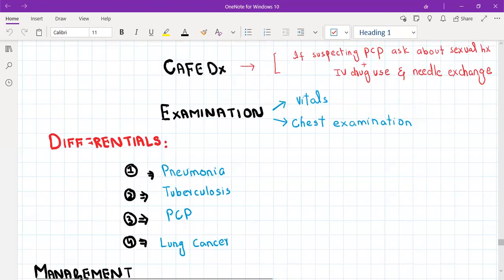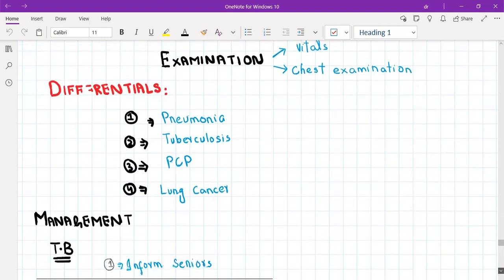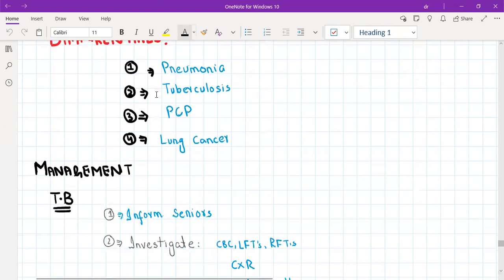All right, so the major important differentials here are pneumonia. The patient will be presenting with fever, shortness of breath, chest pain and cough. In TB, the patient will be presenting with low-grade fever for a long time. There will be a longer history of cough, weight loss, night sweats, maybe blood in the sputum, and the patient will have a positive travelling history. And maybe the patient has a positive contact history.